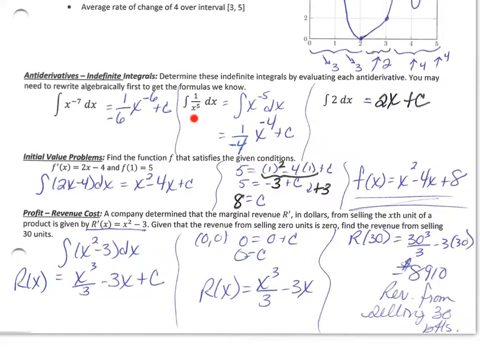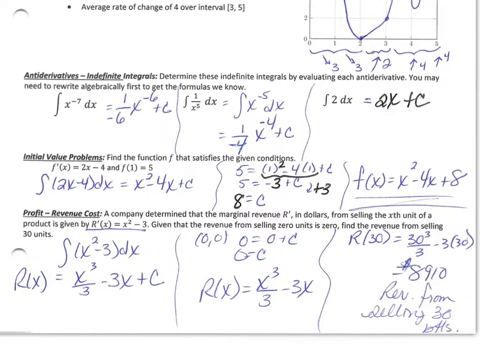This guy, because he's got an exponent of 5, looks like we have to use the power rule, but he's in the denominator. So you have to rewrite him with a negative exponent. Now we can use the power rule. Add 1 to the exponent, get -4, divide by the new exponent. Let's take the derivative to go backwards.